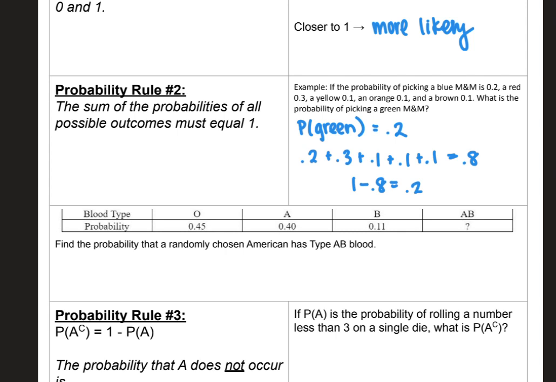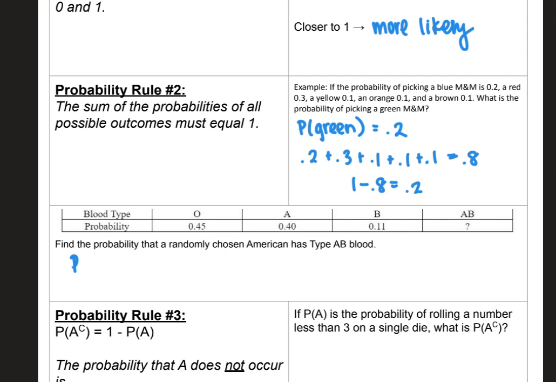Here's another example. It says find the probability that a randomly chosen American has type AB blood. So here's the probability of someone having type O blood, type A, type B, and then type AB. So again, these are all possible outcomes. These are the only types of blood that you can have. So that means to find type AB, we're going to add these all together and subtract it from 1.